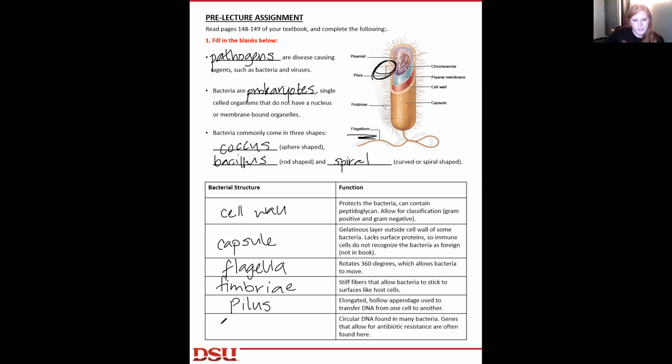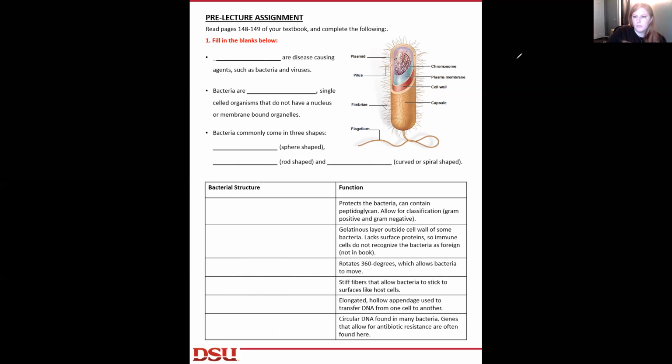And then, speaking of DNA, we have the plasmid. Circular DNA found in many bacteria. We talked about antibiotic resistance. The plasmid is separate, kind of, from the regular bacterial DNA. It's extra. And a lot of the adaptation and evolution, if you will, of a bacteria species comes from the plasmid. Okay? All right, let's move on.